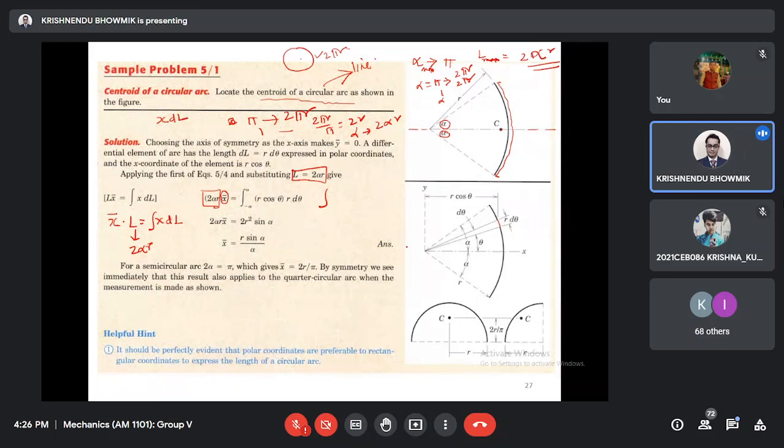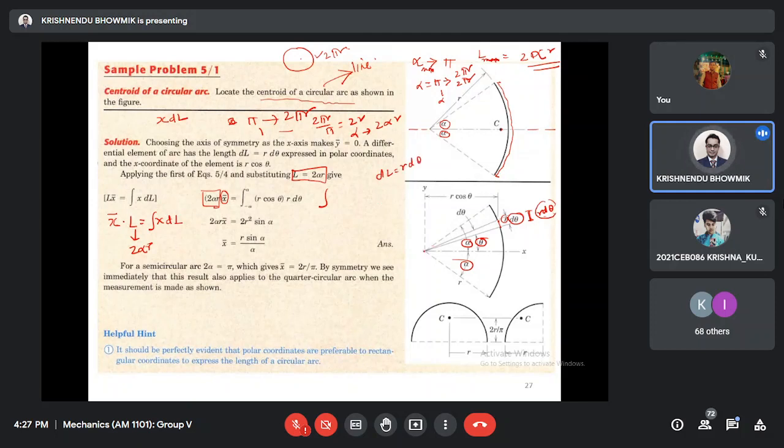So if we consider this is the alpha, and this is one small theta, d theta, and this is the r. What is this? s equal to r theta, so this length is r d theta. Is it not? So in the elementary sense, this r d theta is dl. So dl equals r d theta here.